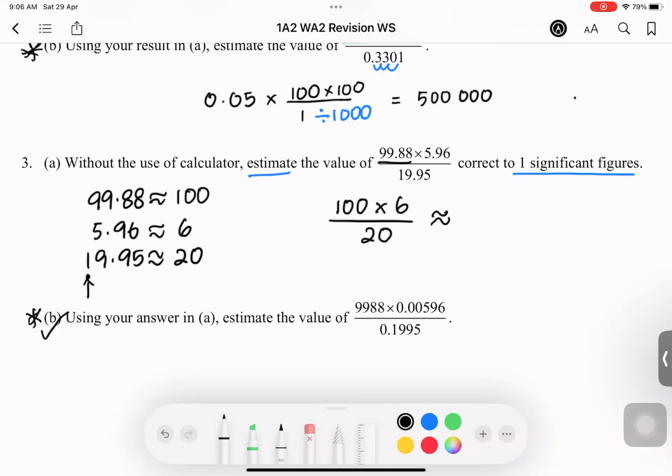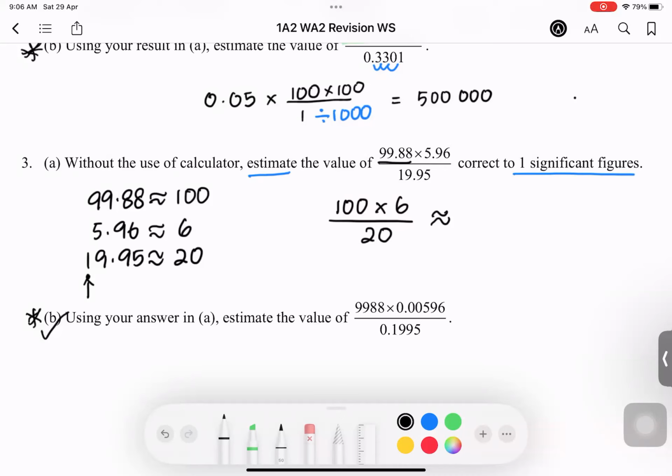Alamak, I forgot to take my calculator. Wait, let me take my calculator. You don't have your calculators with you? Okay. Sure, I'll join with my laptop, because my phone screen is very small.